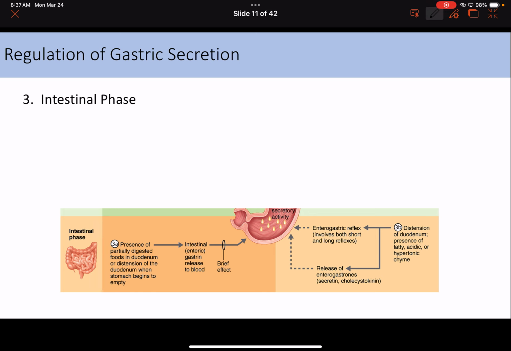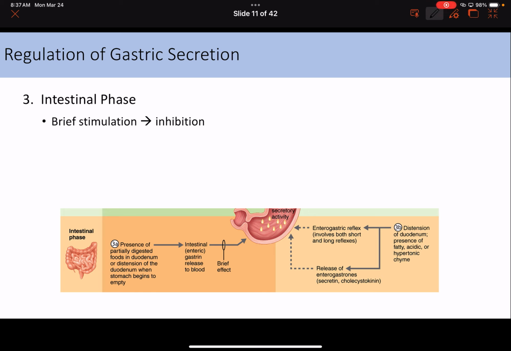The last phase is the intestinal phase. So this is where we kind of slow down the stomach secretions, because now we're going to move our digestive activity from the stomach to the small intestine, which is why it's called the intestinal phase. We're transitioning from breaking things down in the stomach to breaking things down in the small intestine. What is the name of the first part of the small intestine? Duodenum, or duodenum, whichever way you want to pronounce it.